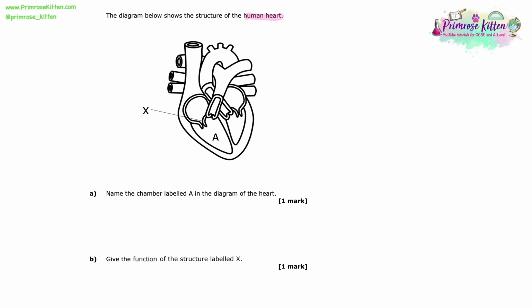The diagram below shows the structure of the human heart. Name the chamber labelled A in the diagram of the heart. So hopefully we know that the chambers are either going to be the atrium or the ventricles, and we're going to have to also say which side. So we need to know whether it's left or right. So always with heart questions, when you've got a diagram, put your left and right on first. So remember they're the other way round to your hands, and you can always remember which side is the left if you're looking at the picture, because it's going to have the thicker muscular wall at the bottom.